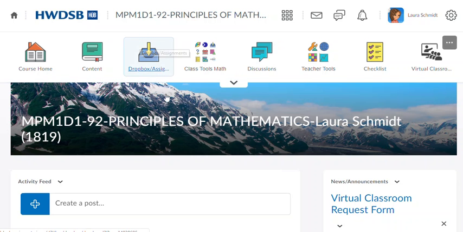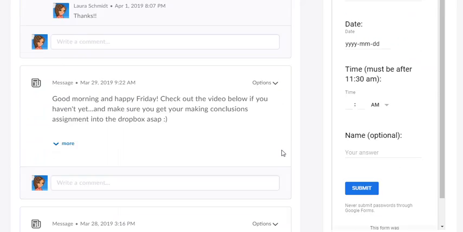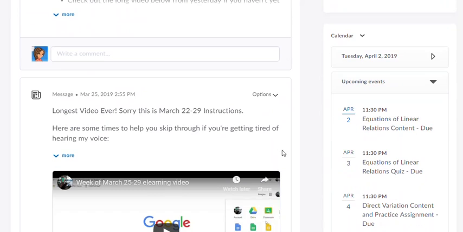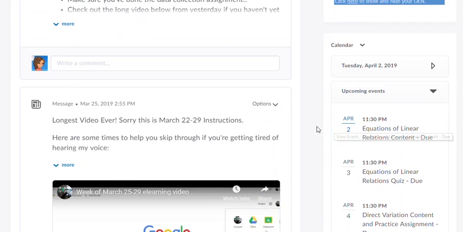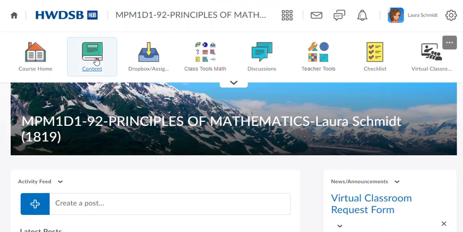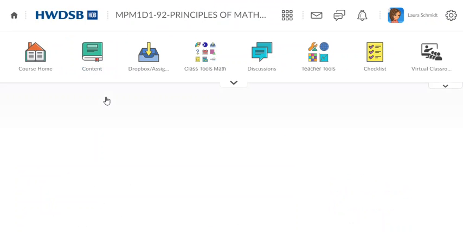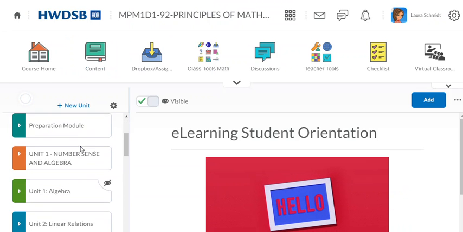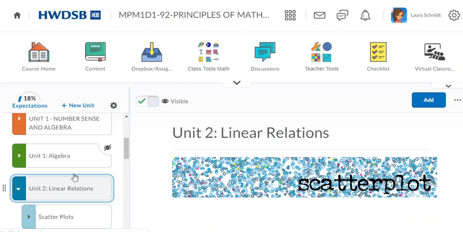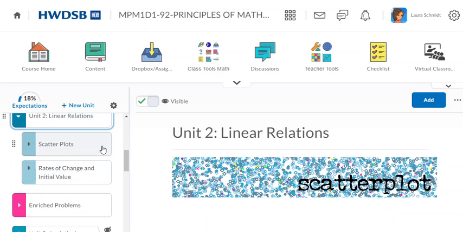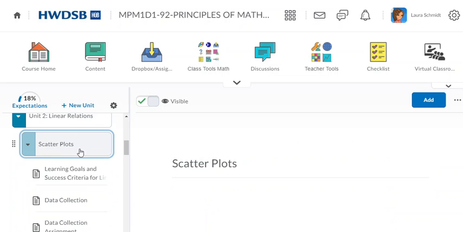If you scroll down to the calendar, you can see what you're supposed to be working on today. April 2nd is equations of linear relations content. If we go back up to the content of the course and scroll down into Unit 2, linear relations, you should have finished everything in the scatter plot section, but I know some people haven't. No problem, just keep working on it. And if you feel like sending me an email to say, hey miss, I've been busy, but I'll get on it, that'd be awesome.